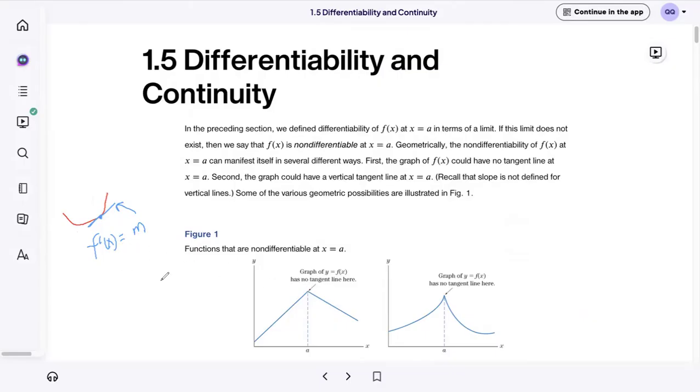So let's see what happens at this point. At this point I have two tangent lines. I can extend this line, and I can extend this line. So I have two tangent lines. Which one should I follow? It's not unique, so we cannot define it. Same thing for this: if I go this way, I can draw the tangent line like this. If I go with the left graph, I can draw a tangent line like this. So I have two tangent lines at those kinds of points, so those points are not differentiable.